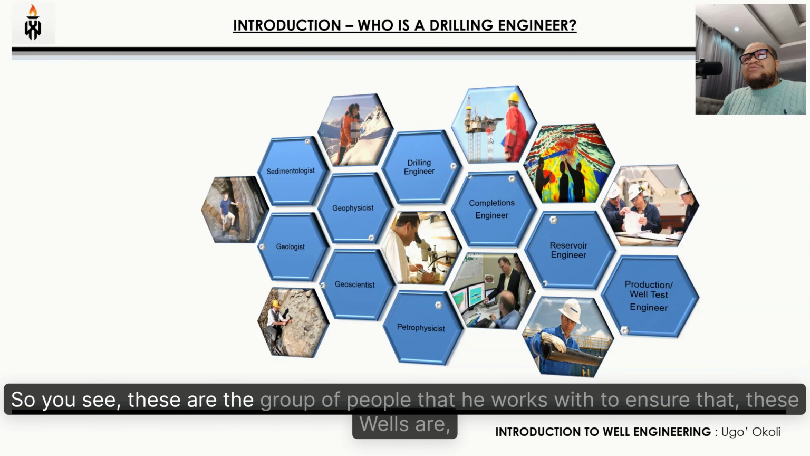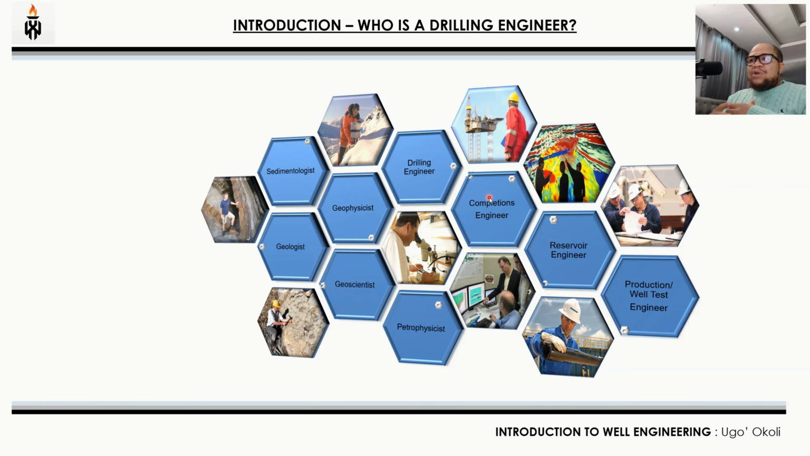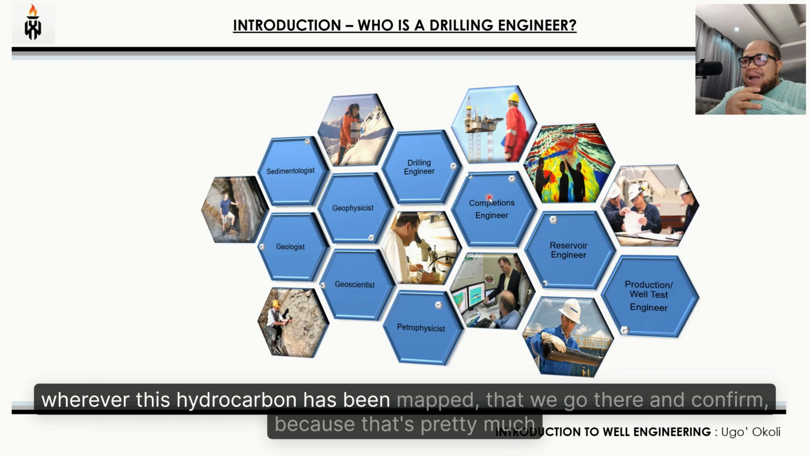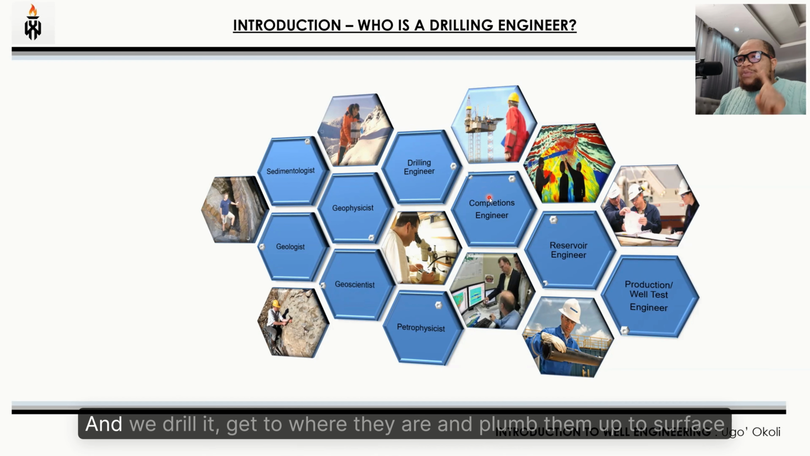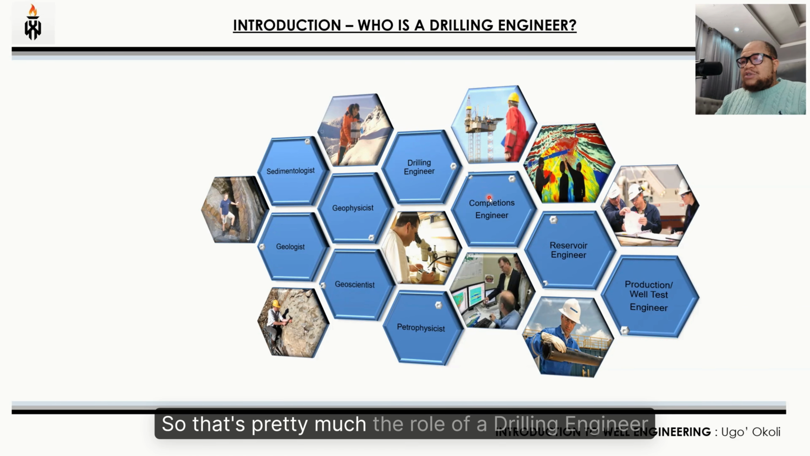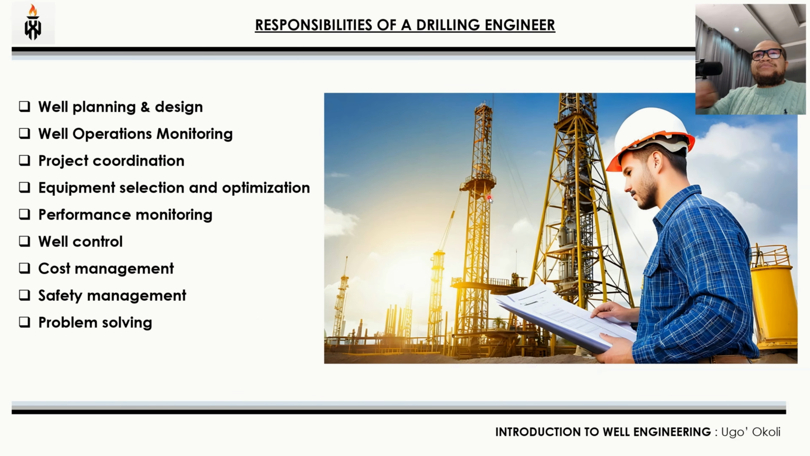So you see, these are the group of people that he works with to ensure that wherever this hydrocarbon has been mapped, we go there and confirm, because that's pretty much our job. We go there to confirm that yes, the hydrocarbon that they say is there is actually there, and we drill it, get to where they are, and pump them up to surface. So that's pretty much the role of a drill engineer.